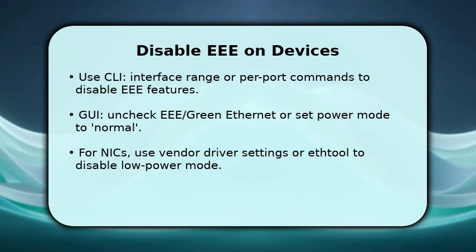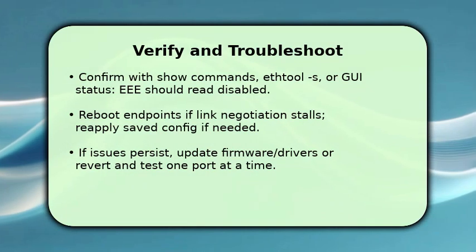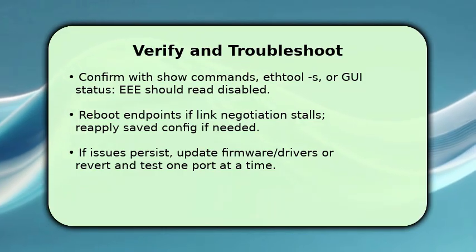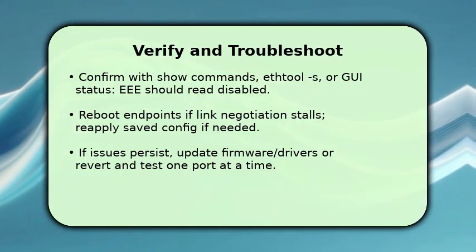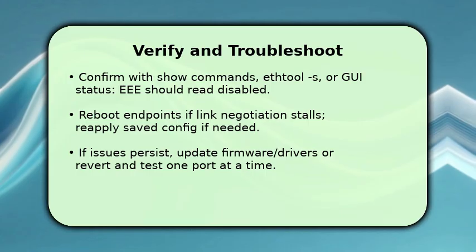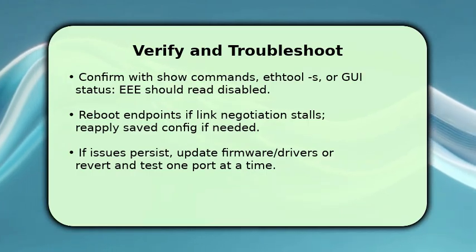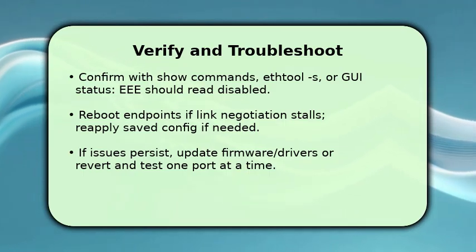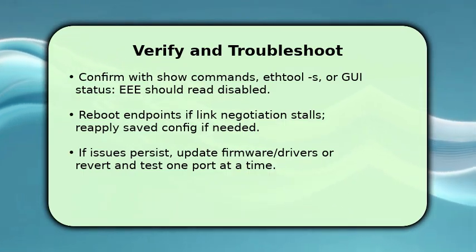You finish by verifying the change across the network. Use show interface status, ethtool --show-eee, or the GUI to confirm Energy Efficient Ethernet shows disabled and link speed is stable. If a port fails to negotiate or performance drops, reboot the endpoint and recheck cables. Make sure you didn't alter VLAN or MTU settings accidentally.